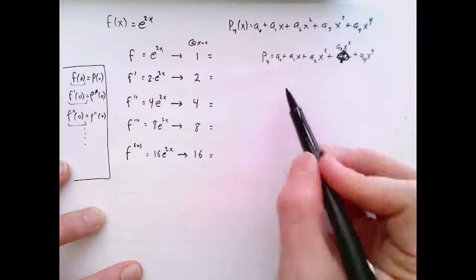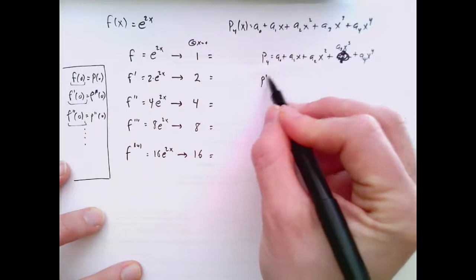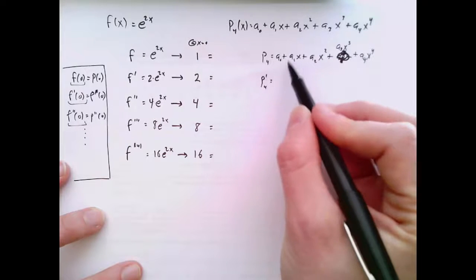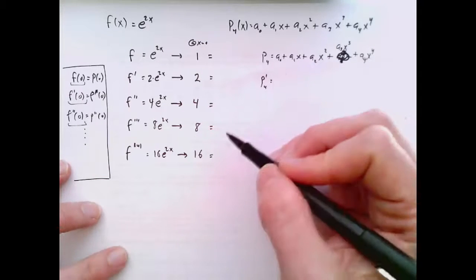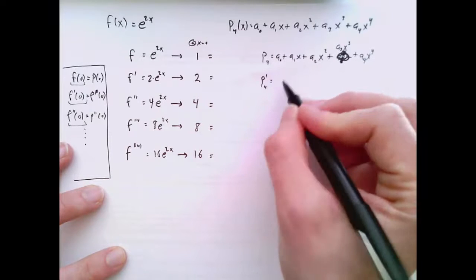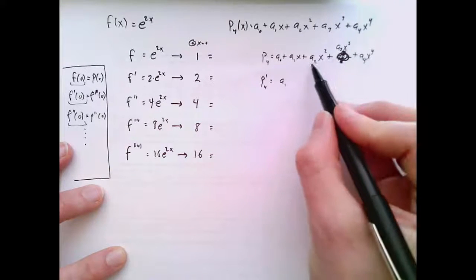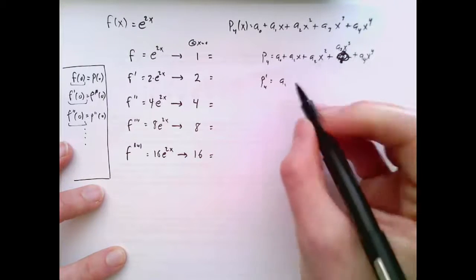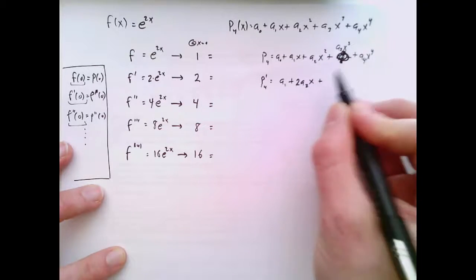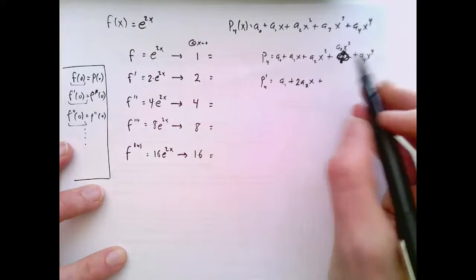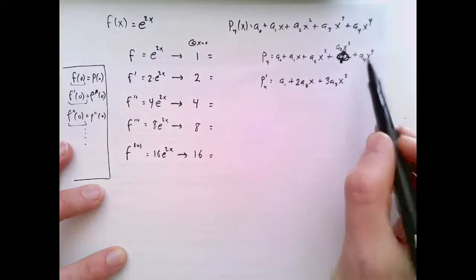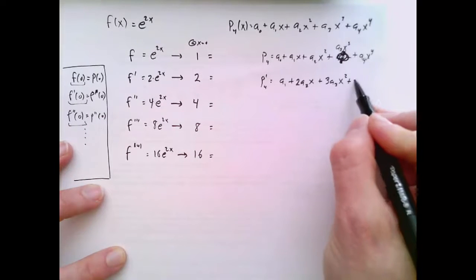Okay, so let's take a derivative here. P prime is going to be, so let's see, a sub 0, that's a number, so the derivative of a constant is 0. Here, the derivative of this term is going to be a1. The derivative of this term, the 2 comes down, so I've got 2 a2 x. The derivative of this term, the 3 comes down, so 3 a sub 3 x squared. The derivative of this term, the 4 comes down.